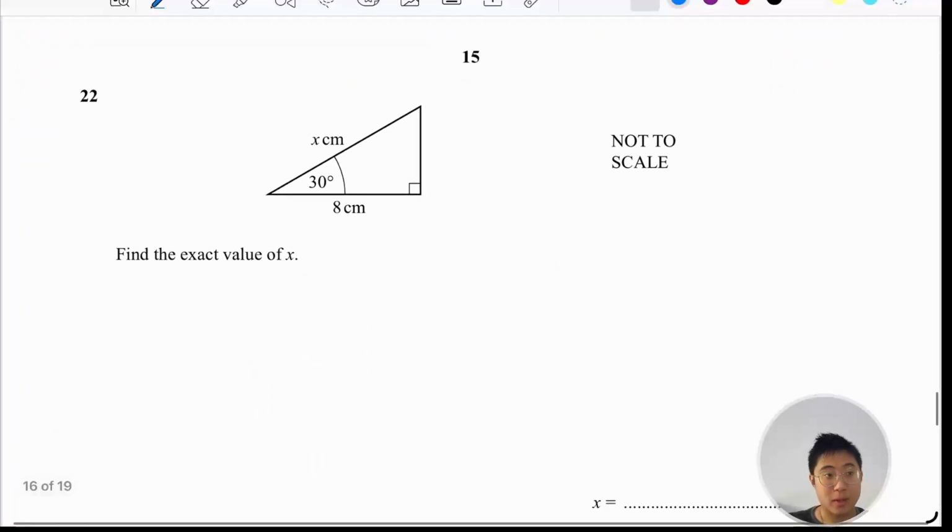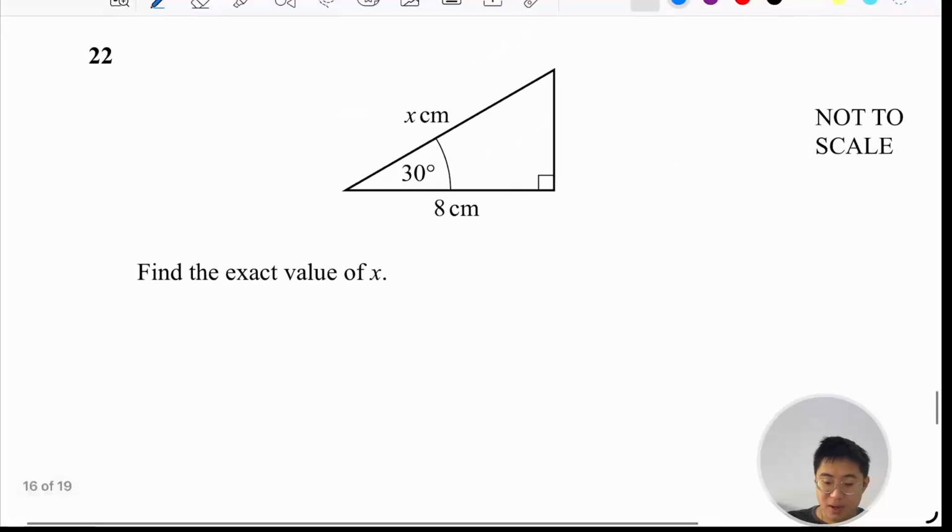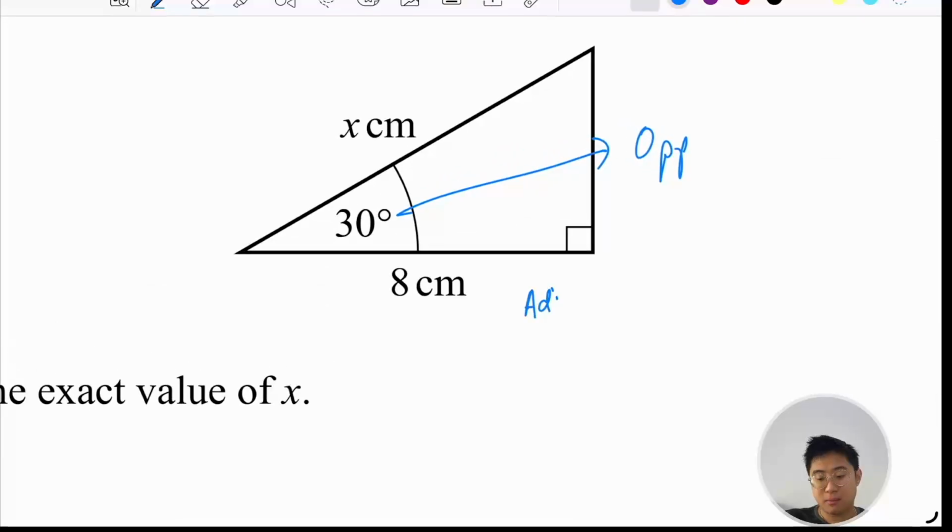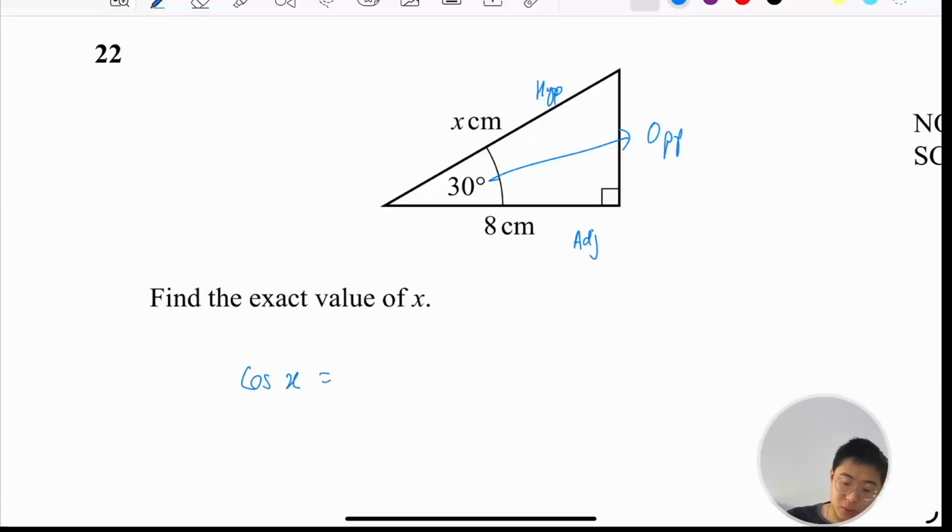All right, question 22, we're almost there. Find the exact value of x. I have an angle, I have a length, so SOHCAHTOA, if you haven't heard of that. The opposite of 30 is here, so I'm going to just label that as opposite. 8 is not the longest length, so that would be my adjacent. And then x would be my hypotenuse because that is the longest length. So I have adjacent and hypotenuse, then that would be cosine, right? Cosine 30 equals a over h, so 8 over x.